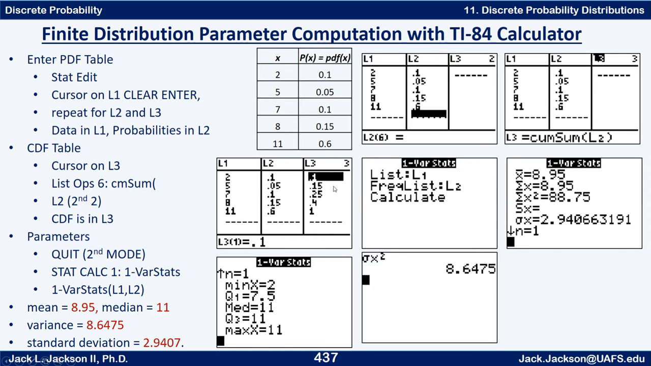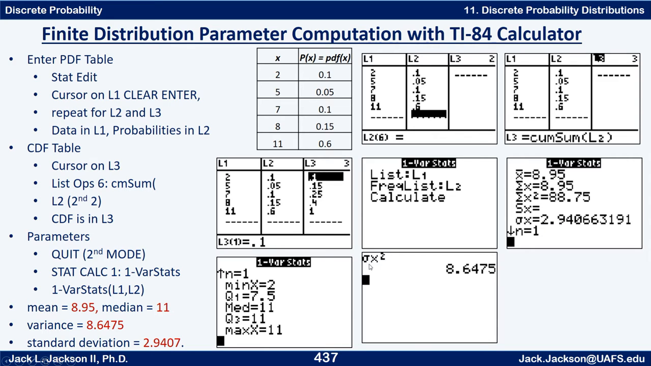Notice it's treating this, since these are given as relative frequencies or probabilities, then you're going to get X bar, which is not really X bar, it's now actually mu, because this is a population, is 8.95. We're going to get sigma, 2.94, which is what we got before. And arrow down, you can see the median and max are 11, the minimum is 2, and so forth. It gives you quartiles as well.